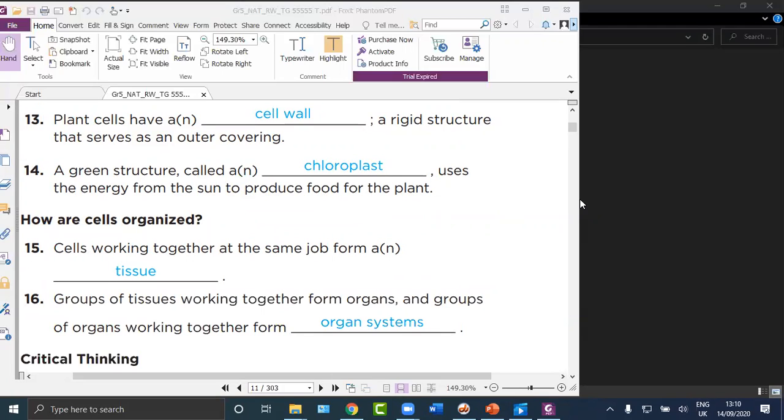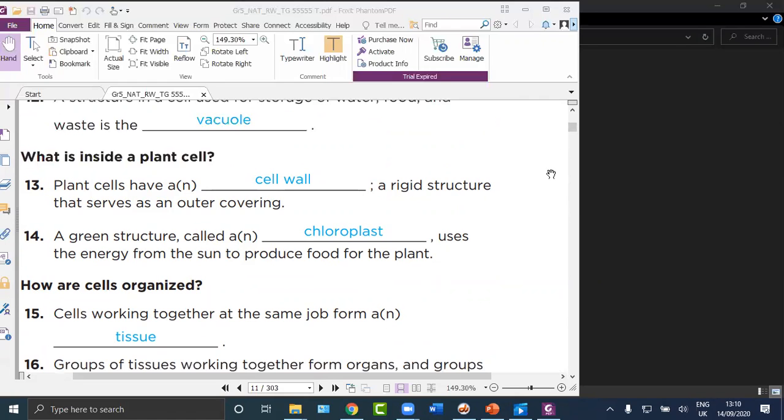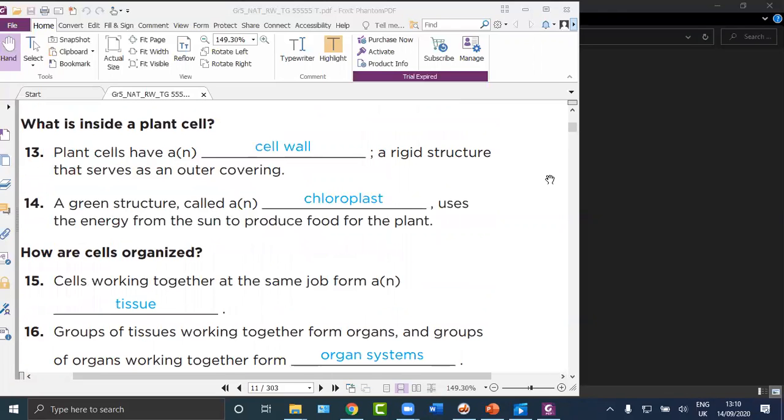I will choose Abdul Karim. Read. A green structure called a chloroplast uses the energy from the sun to produce food for the plant.